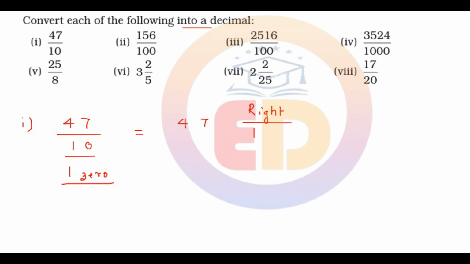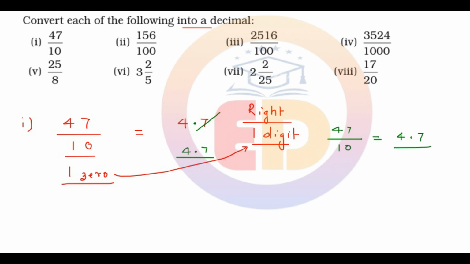count 1 digit. Why we are counting 1 digit? Because in the denominator there is 1 0. So 1 0 in the denominator will lead to counting 1 digit from the right side of the numerator 47. Count 1 digit. 1 digit from the right side is 7. After 7, put a decimal point. It will become 4.7. 47 upon 10 becomes 4.7 in the decimal form.